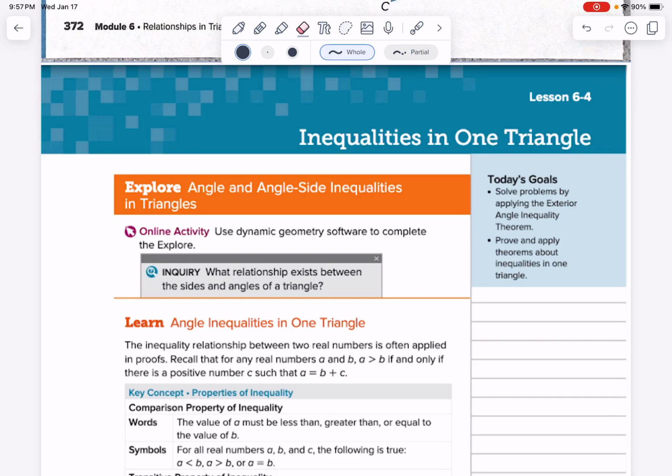All right, geometry, I'm home with a sick kiddo, but I'm going to go through lesson 6-4 with you.